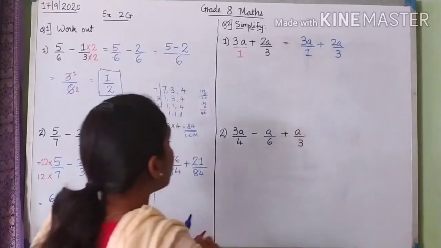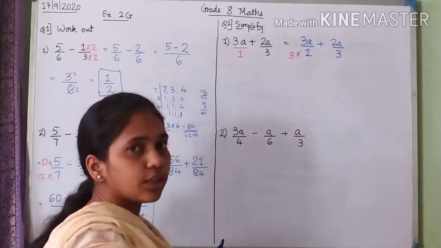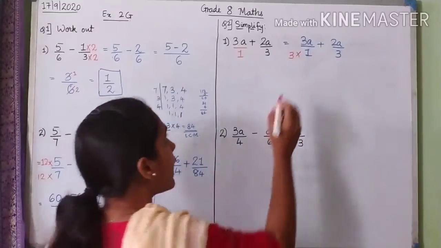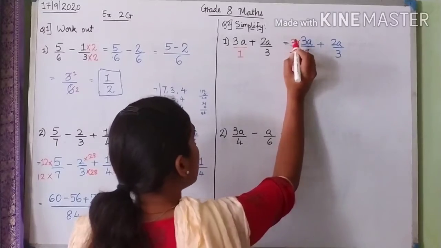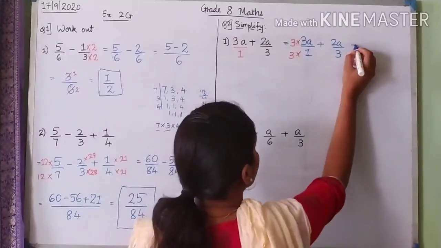So what am I going to do? I am going to multiply this 1 by 3 so that both the denominators become same. So if I am multiplying the denominator, I will have to multiply the numerator also by the same number. Okay. So now what does this become?